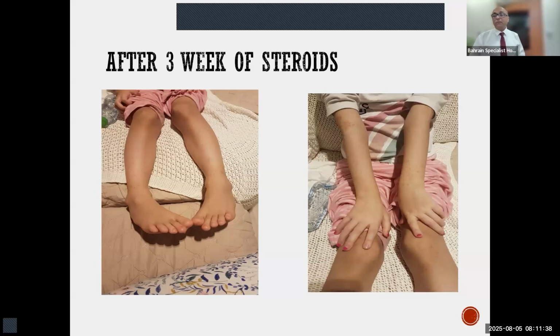I took pictures to see the progress of the rash 3 weeks after discharge. You can see the rash is starting to fade, and the purpuric rash is starting to disappear.